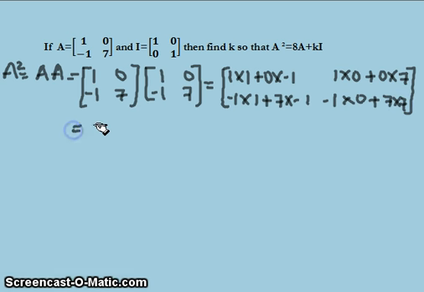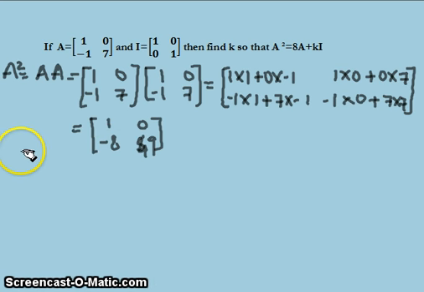This gives us the value of A square as 1 0 minus 8 and 49. Thus we have obtained the value of A square as 1 0 minus 8 and 49.